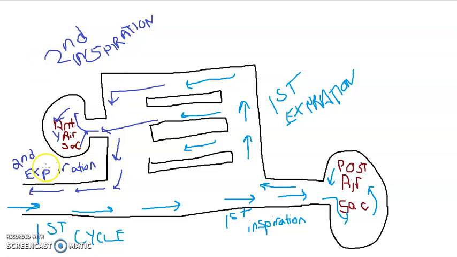So we have the second inspiration, second expiration. So this is our second cycle. So the second cycle gets the air from the lungs into the air sac, out the body. The first cycle gets the air into the air sacs, into the lungs.